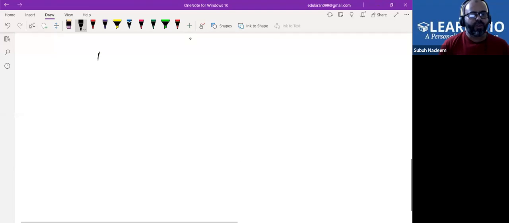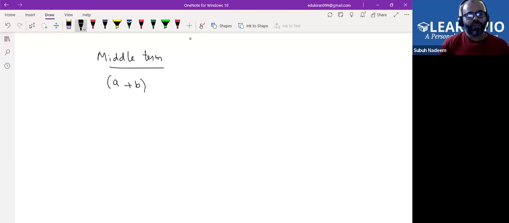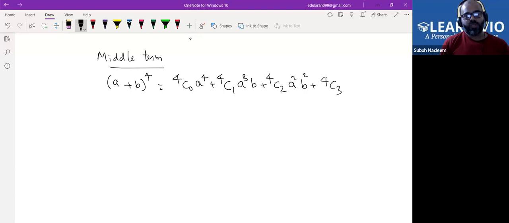So now we are doing the middle term in binomial theorem. Let us take an example like we have a plus b to the power 4. We will expand it. We will get 4c0 a to the power 4 plus 4c1 a cube b plus 4c2 a square b square plus 4c3 a b cube plus 4c4 b to the power 4. So how many terms are here? Number of terms is equal to 5.